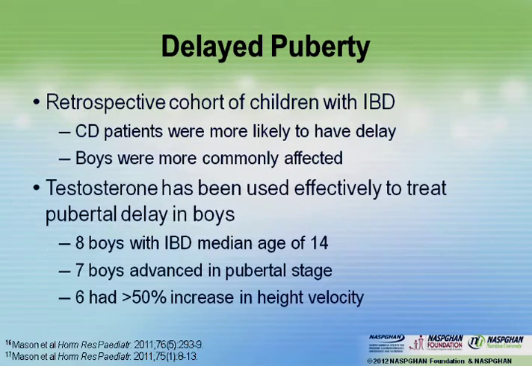So this retrospective cohort looked at patients with inflammatory bowel disease, and again, the Crohn's patients were more likely to have delay, and the boys were more significantly affected. Testosterone was used in the same cohort of patients, and they had 8 boys with a median age of 14. So 7 boys advanced in their Tanner staging, a puberty stage, and 6 had greater than a 50% increase in height velocity. Again, this is a smaller study, retrospective, a total of 8 patients, but it does suggest that perhaps testosterone treatment in certain patients may be advantageous to enhance puberty.